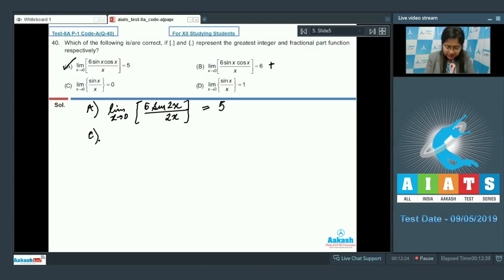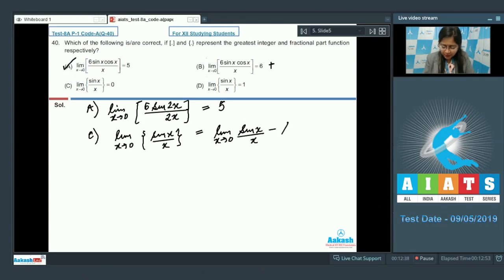Now option number C, we can find the limit x tending to 0 of the fractional part of sine x divided by x. So that will be equal to limit x tending to 0 sine x by x minus limit x tending to 0 sine x upon x GIF. Now we know that this will be 0. So this is equal to limit x tending to 0 sine x upon x, that is 1. So its value will be equal to 1. So option number D is also correct. So the answer is A and D.